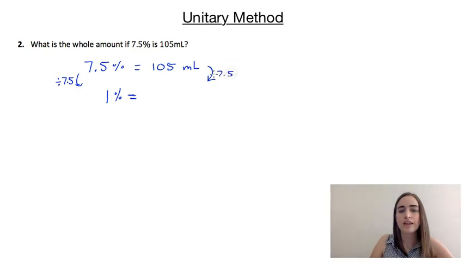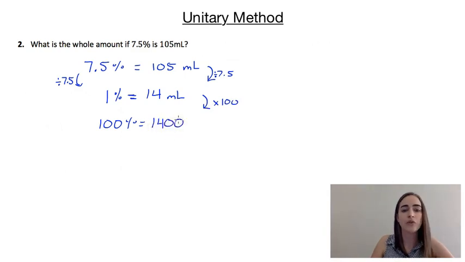So we'd have to do the same thing over here. So we're going to take 105 and divide by 7.5, and that would give us 14 milliliters as 1%. And then to find 100%, we would times that by 100, and we would end up with 1,400 milliliters as our total amount.